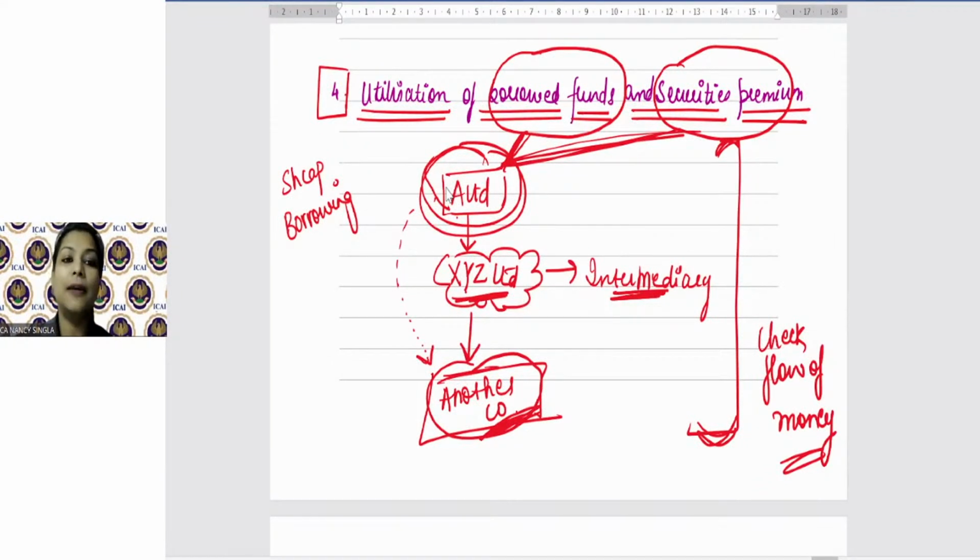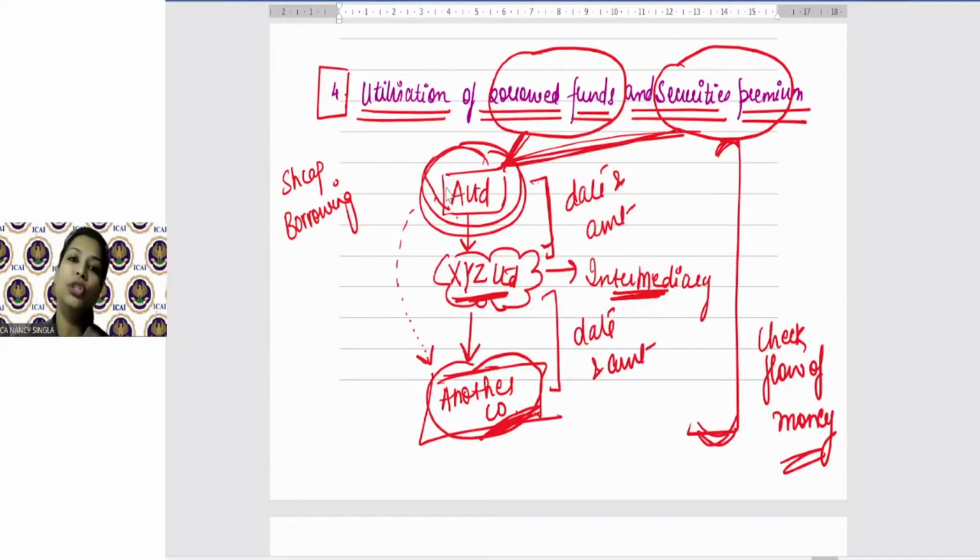अब डिस्क्लोज क्या करना है, A Limited is going to give an additional regulatory information of the date and amount of such transfer to intermediary, कि A Limited ने कब ट्रांसफर किया, डेट एंड अमाउंट। फर्दर XYZ Limited ने कब ट्रांसफर किया टू अनदर कंपनी, उसका भी डेट एंड अमाउंट। तो अब खुद से ही डिस्क्लोज करना है A Limited को as additional regulatory information. Is it clear?